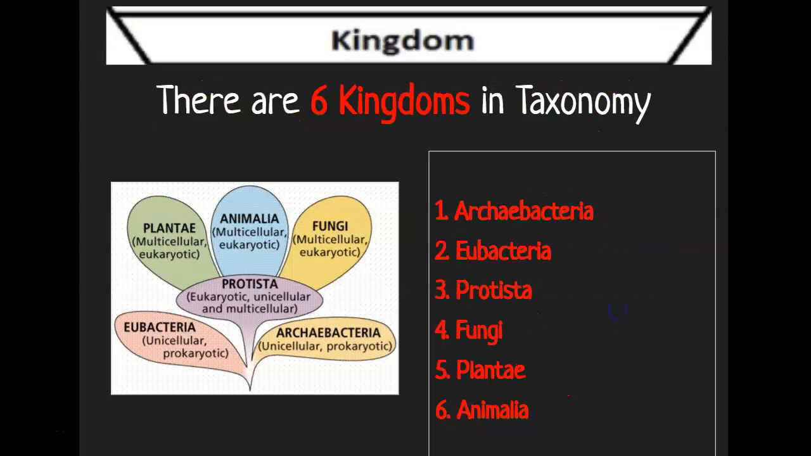So now we went through domain, and one taxonomic level down is called kingdom. There are 6 kingdoms in taxonomy. There's a lot of notes over these and a lot of characteristics that you're going to need to know. So go ahead at this time. You can pause and write the 6 different kingdoms here, and then we'll go in and fill in the information in a sec.